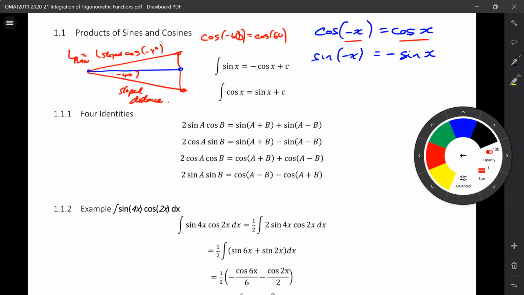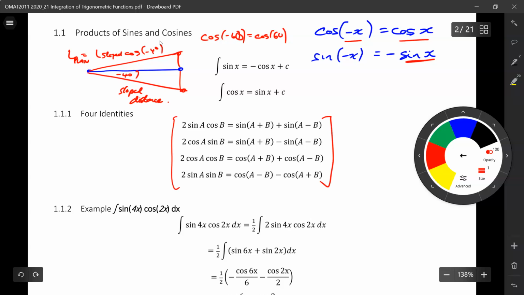So that's an important rule to know, that the cosine of a negative angle is equal to the cosine of the equivalent positive angle. But the sine of a negative angle is minus sine of the positive angle, so you can bring the minus outside. A couple of rules here: the integral of sine x is minus cosine x, and the integral of cosine x is sine x. These are the four identities, and we'll use these for the first set of equations.